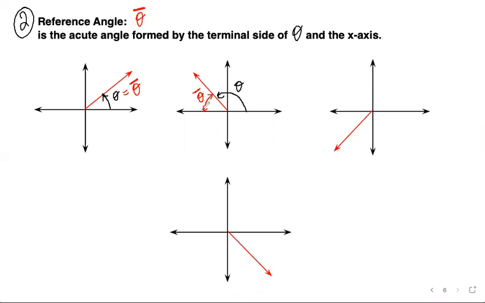For the third one, my angle starts from here, turns around, and stops here. This is my theta. What is the theta reference?